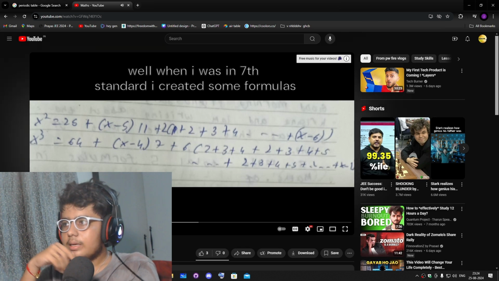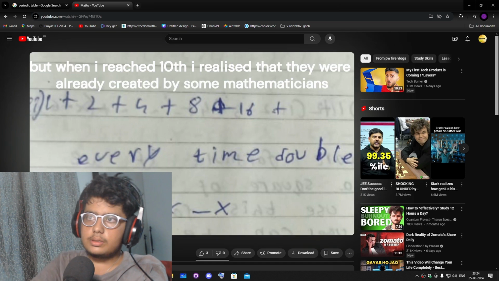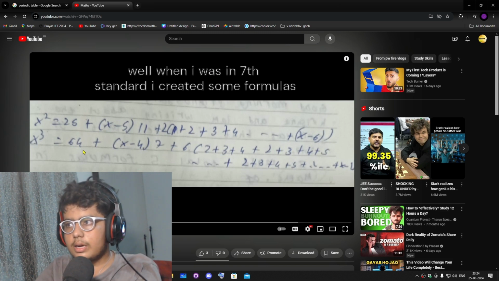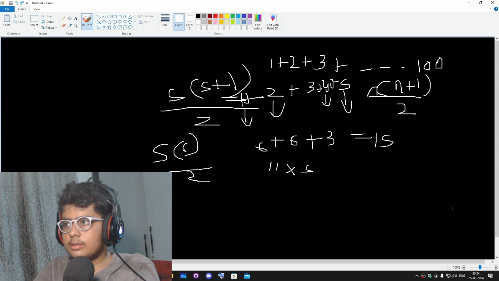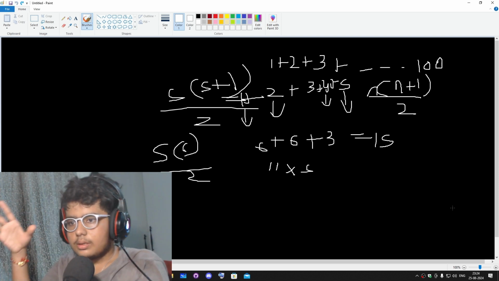So yeah, at that time I also taught myself to write this. See, when I was in 7th standard I created some formulas. That was the time. And at that time I thought that this was one of the formulas that I had derived on my own. Okay, I had not really created it, but at that time I thought that I had created it. So yeah, let's come to the main topic.